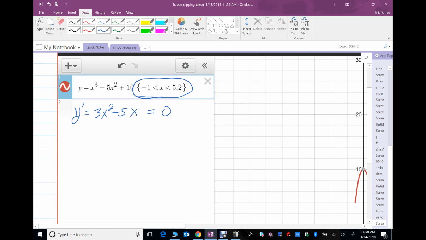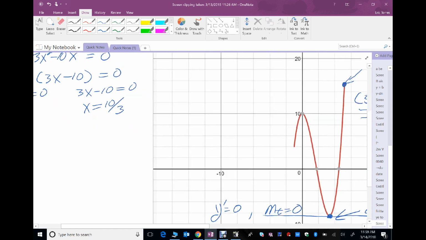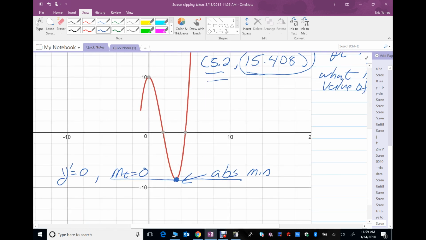set it equal to 0. Oops, sorry, that's a 10. And solve for x by factoring. And it's going to happen at x equals 0, or 3x minus 10 is 0, or x is 10 over 3. Well, looking at the graph, clearly the x value is not 0 here. The x value is 10 over 3. So I still haven't found the absolute minimum, but at least I know where it's at as far as the x value.